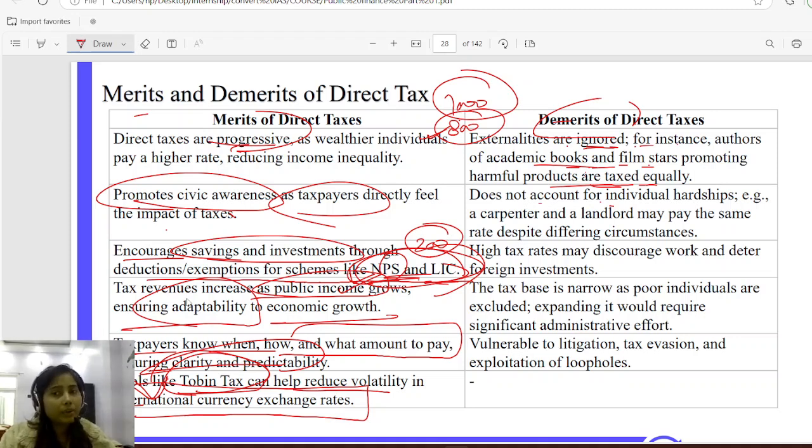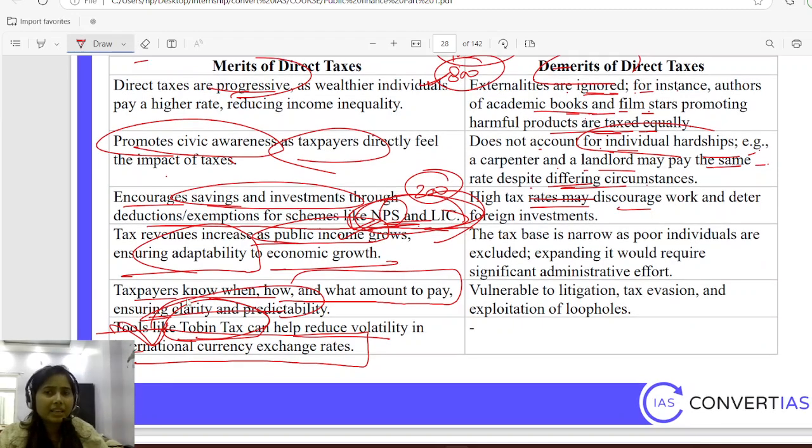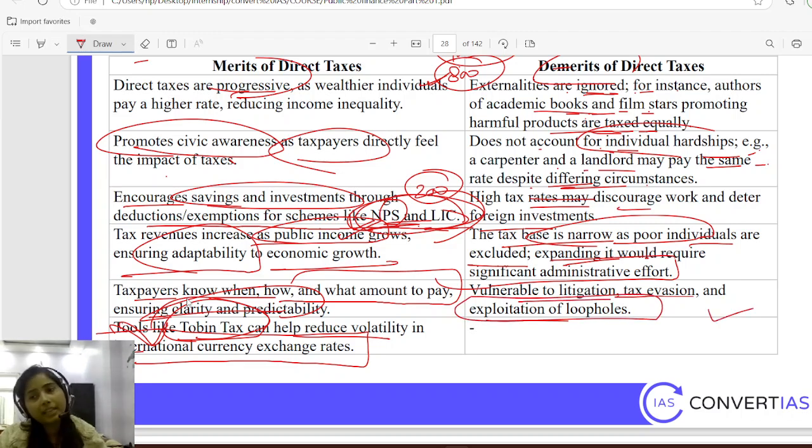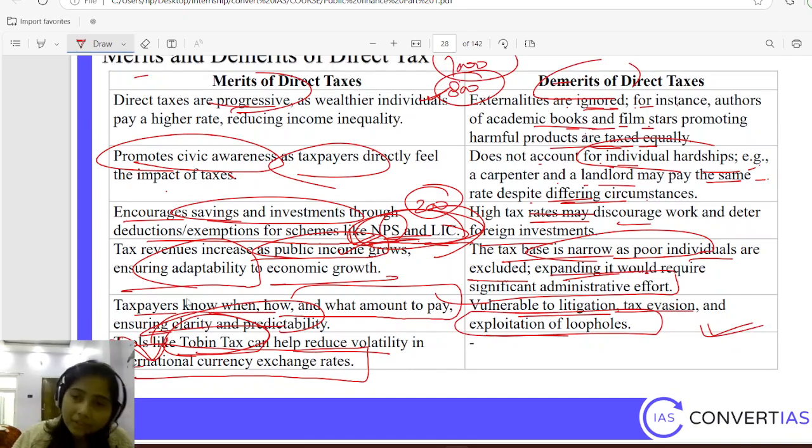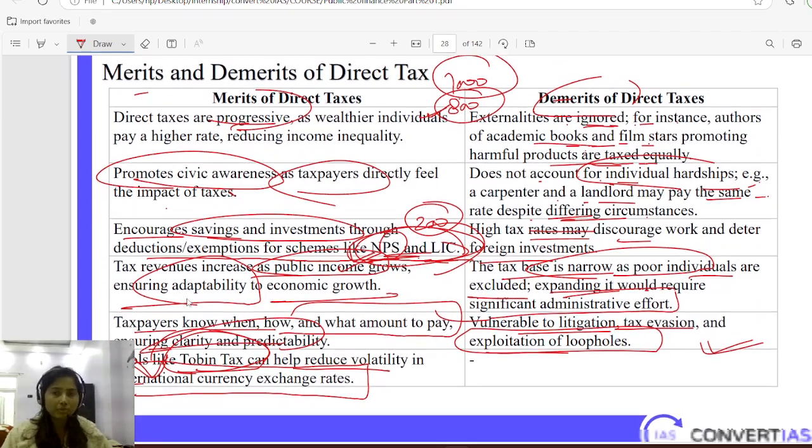Does not account for an individual hardship. A carpenter and a landlord may pay the same rate despite differing circumstances. Same thing: a high tax may discourage work and deter foreign investment. The tax base is narrow as poor individuals are excluded. Expanding it would require significant administrative effort. It is vulnerable to litigation, tax evasion, and exploitation of loopholes. They are there, and that will exist even if you come up with the best kind of rules as well.